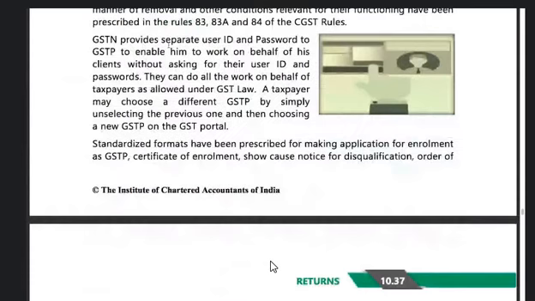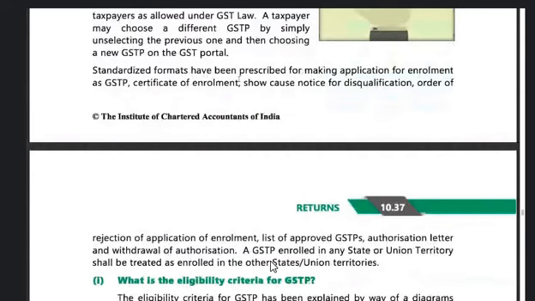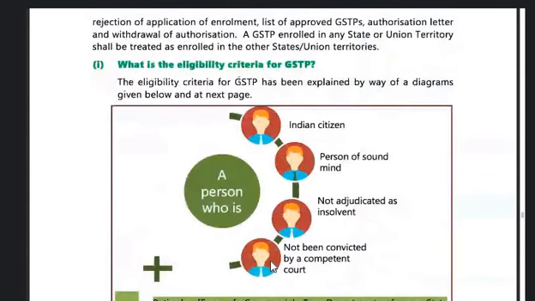GSTN provided. So these GSTPs are provided with a separate user ID and password. So first, for the purpose of GSTP, there is a certain eligibility. Only after the eligibility and the writing of the test can they become GSTP. And once they become GSTP, a separate user ID and password is given to them to enable them to work on behalf of the client. So who is eligible to become a goods and service tax practitioner?